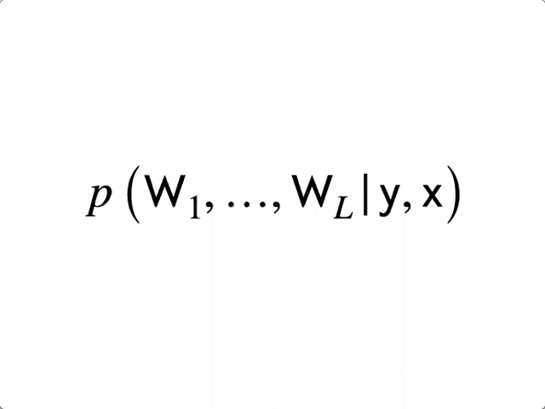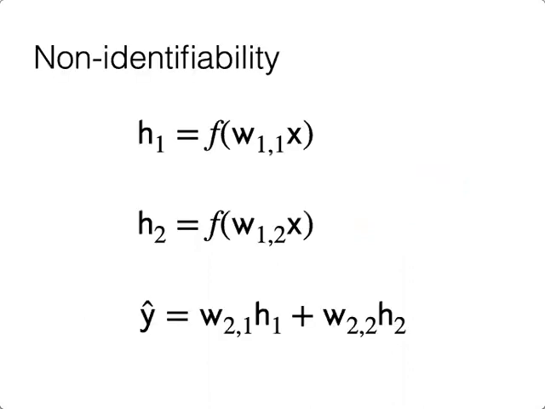Now that we've defined the model and defined priors, let's consider getting this posterior distribution, the distribution of all the weights given the training data. The most important thing to note is that this posterior is not identifiable. So what do I mean by that?